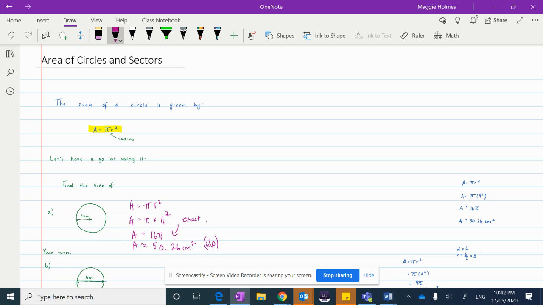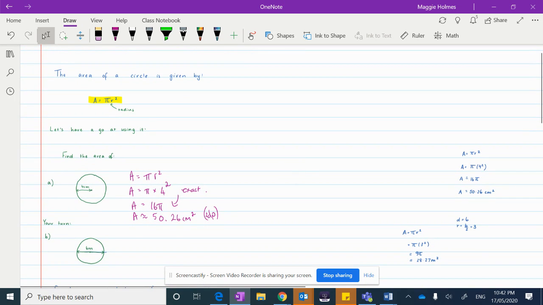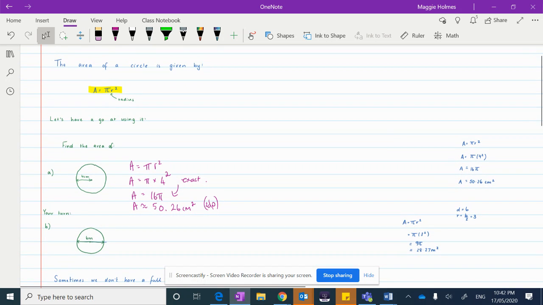Alright, have a go at this next one here. Just take note that the diameter is 6 meters and that we need the radius. So pause, just write down what you would do. Alrighty, here's our working for this one. So area is pi times the radius squared. The radius is half of the diameter, so it is 3 squared. In exact form, we have 9 pi, and in the calculator, we have 28.27 meters squared.